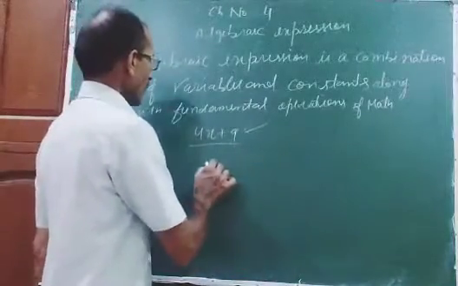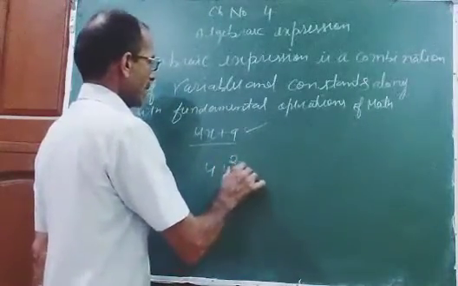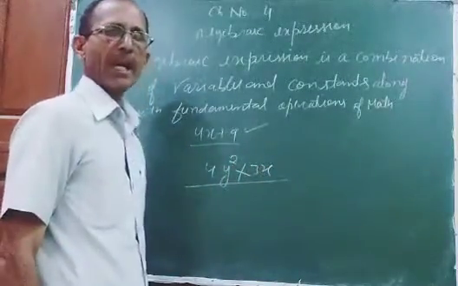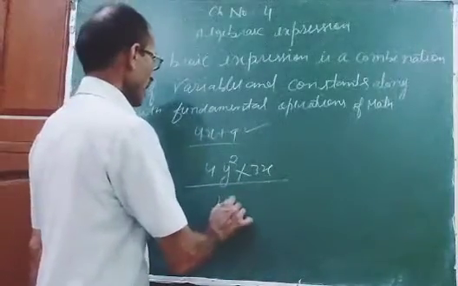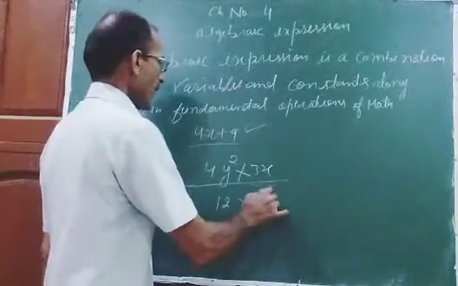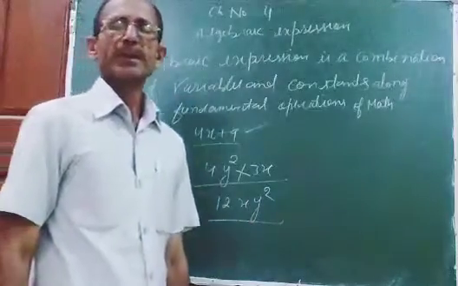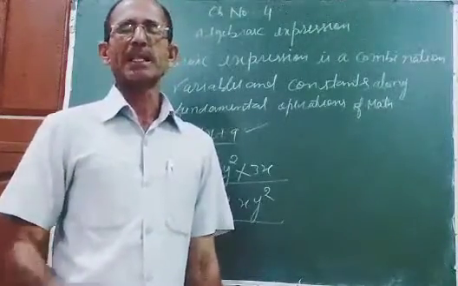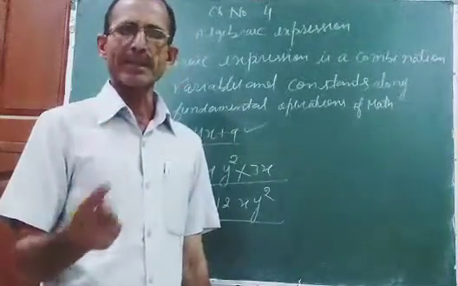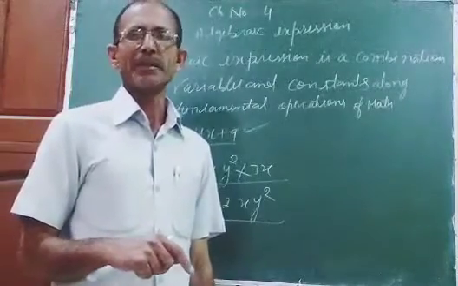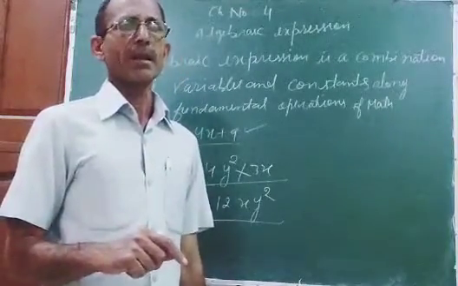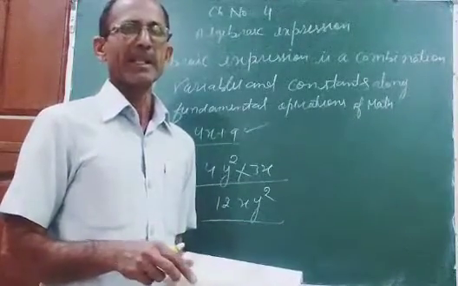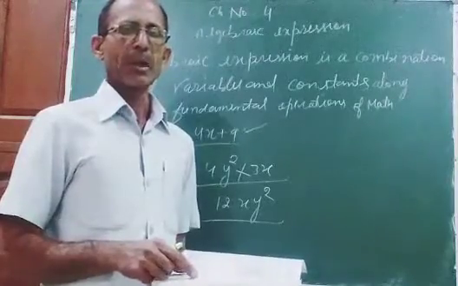Another example, 4y square multiplied by 3x. This is also an algebraic expression: 3 fours are 12, 12xy square. Now operations on algebraic expressions, it means their addition, subtraction, multiplication and division. In this section we will discuss this. I hope there will be no problem if you listen and practice, so you will be able to solve the problems.